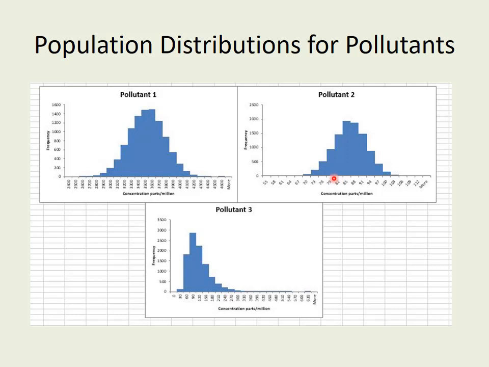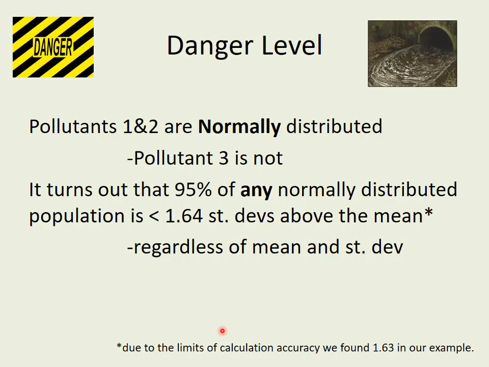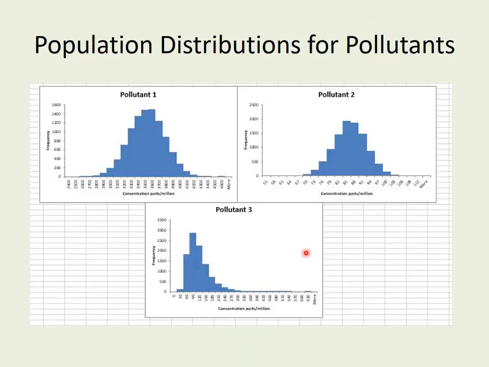And notice that pollutant 1 and 2 have similar distributions, even though the numbers here are far, far higher. And the numbers here are more similar to these. But these are the ones which have the same pattern. This has a different pattern. And of course, we have a well-known name for the pollutant 1 and 2 pattern, which is that they are normally distributed. Pollutant 3 is not. Pollutant 3 does not have a symmetrical distribution. These are symmetrical. This one has a highly skewed distribution.